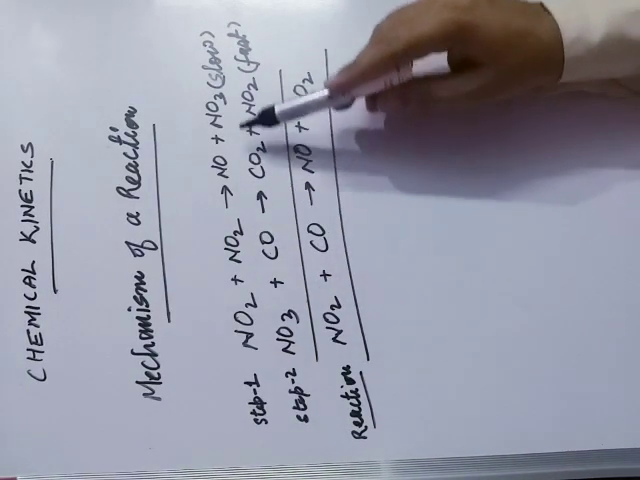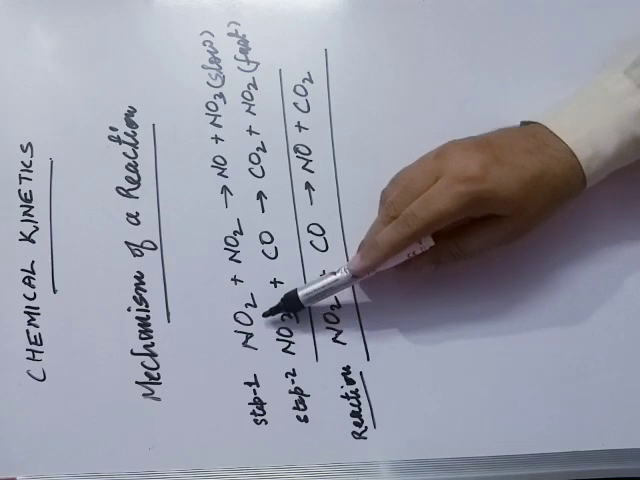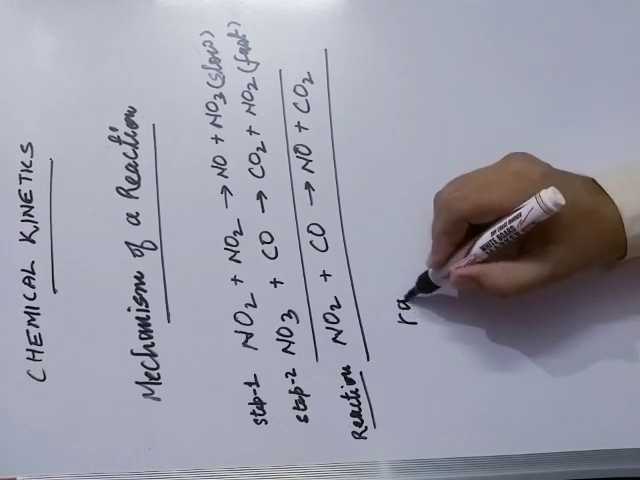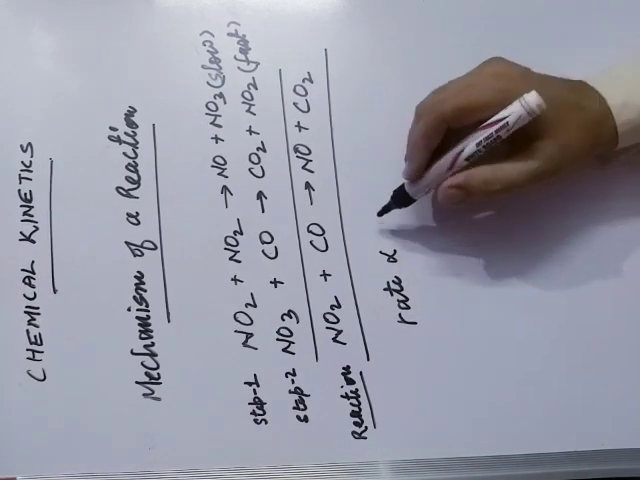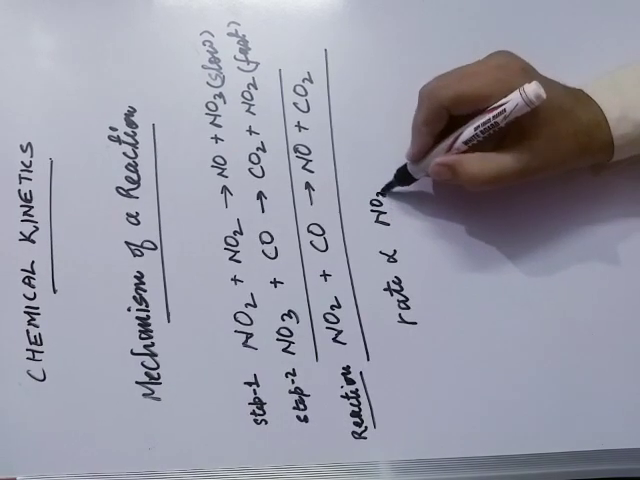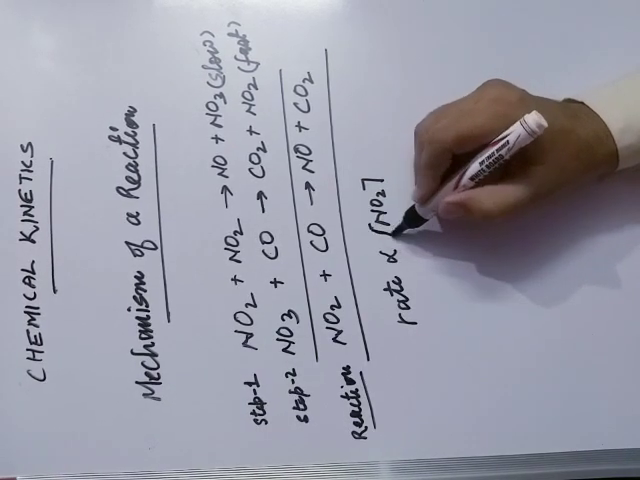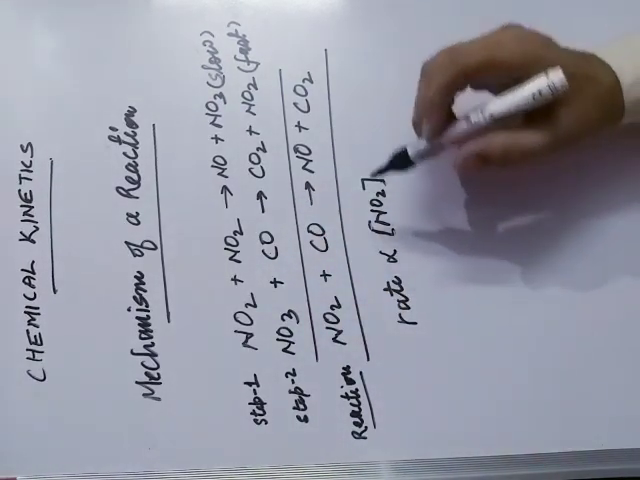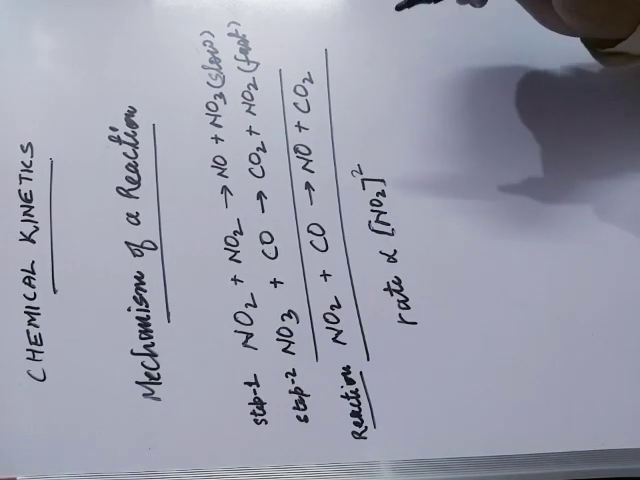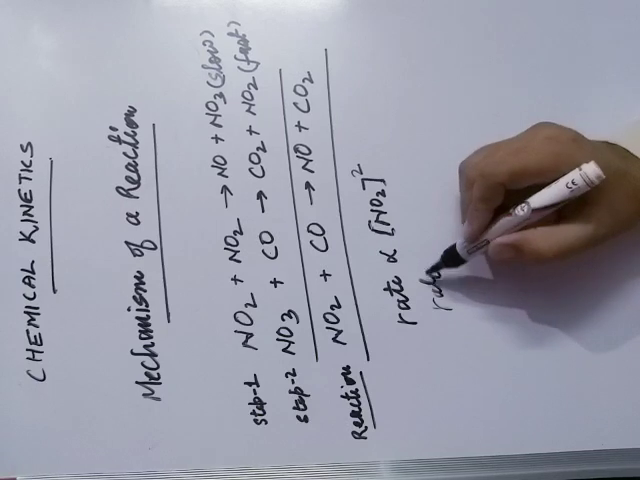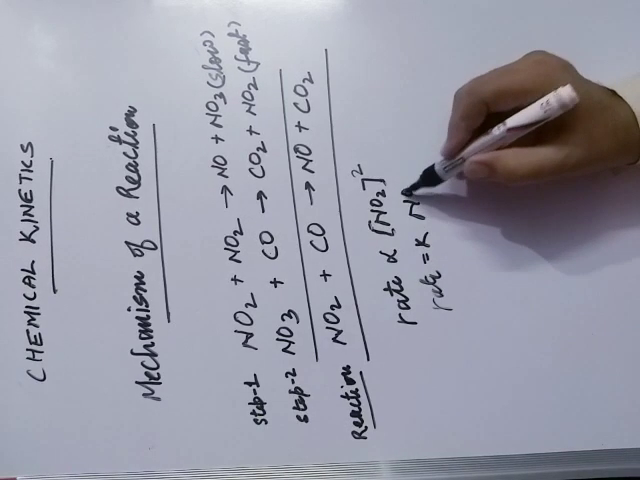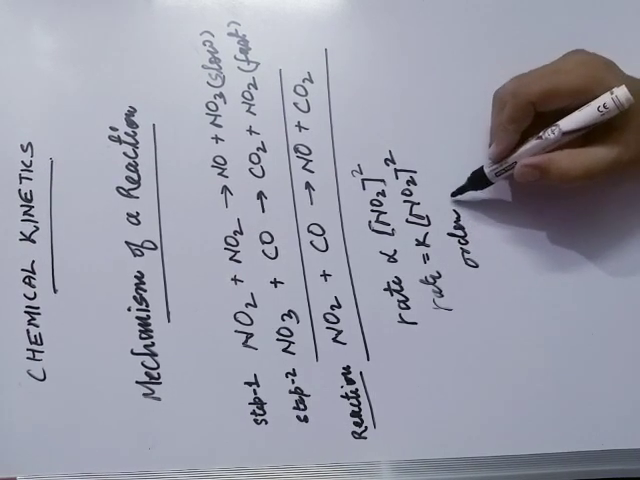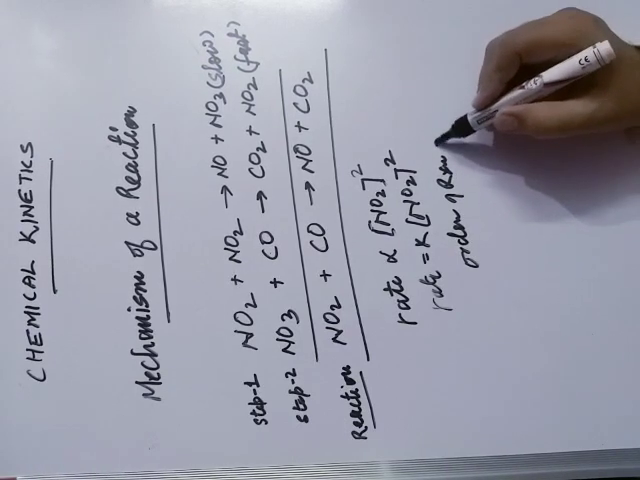Now if you see the first step, NO2 combines with NO2 and it is a slow step. You know very well that rate is directly proportional to the concentration, the active mass, of the reactants taking part in the slow step. So how many molecules of NO2 take part in the slow step? That is 2. So you will take the power 2. By that way we can also calculate the order of reaction. The order of reaction will be 2.